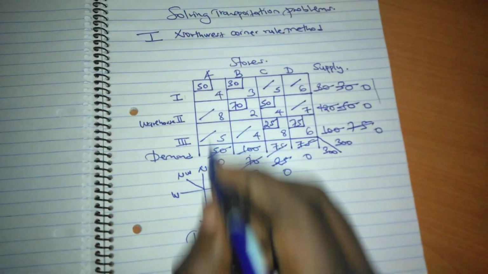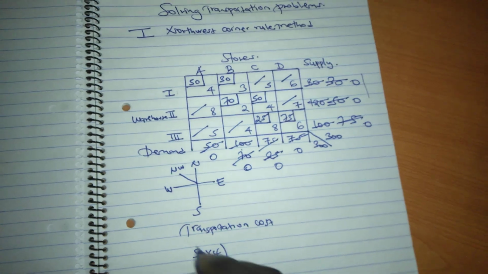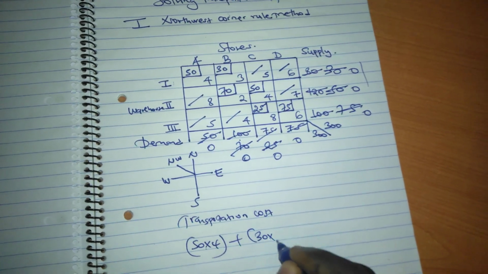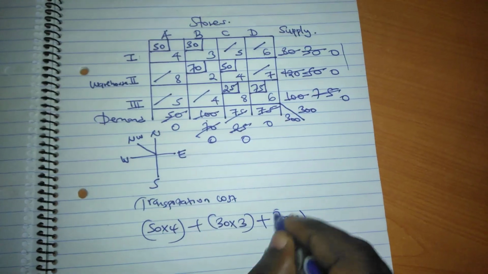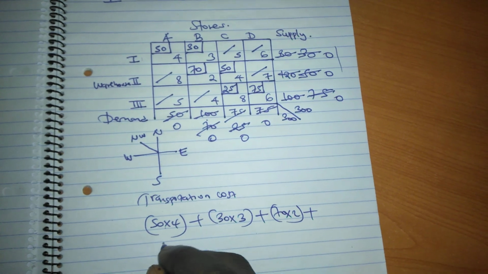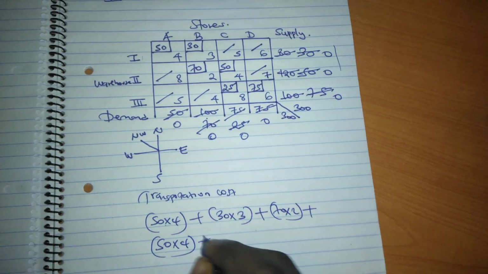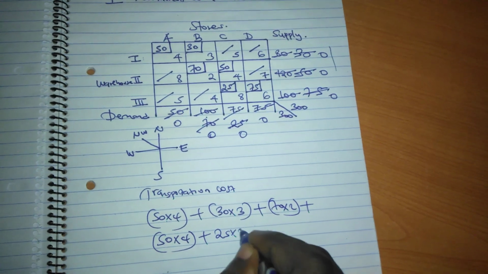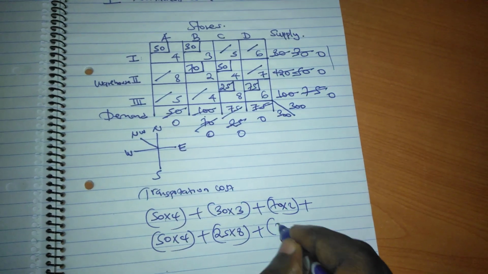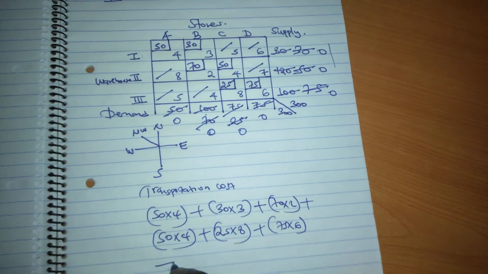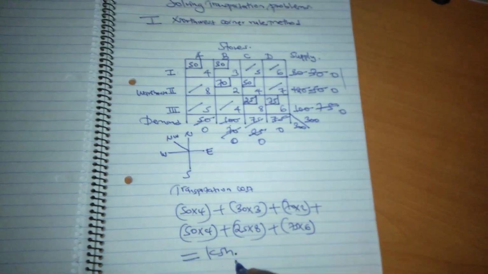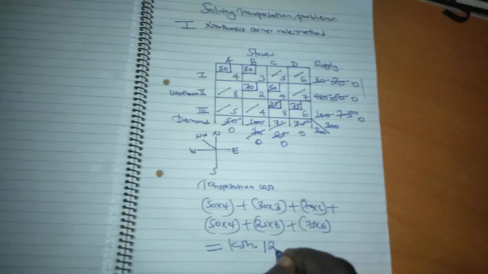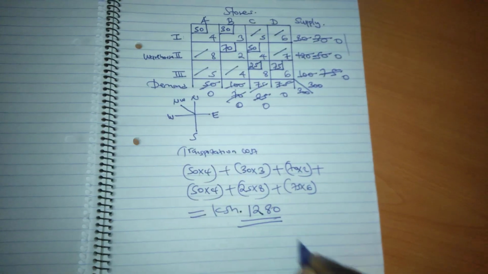Now using the northwest corner rule, it is going to be pretty easy. Simply take 50 multiplied by 4, add 30 multiplied by 3, add 70 by 2, add 50 by 4, add 25 by 8, add 75 by 6. So this will give us Kenya shillings 1280. Thank you.